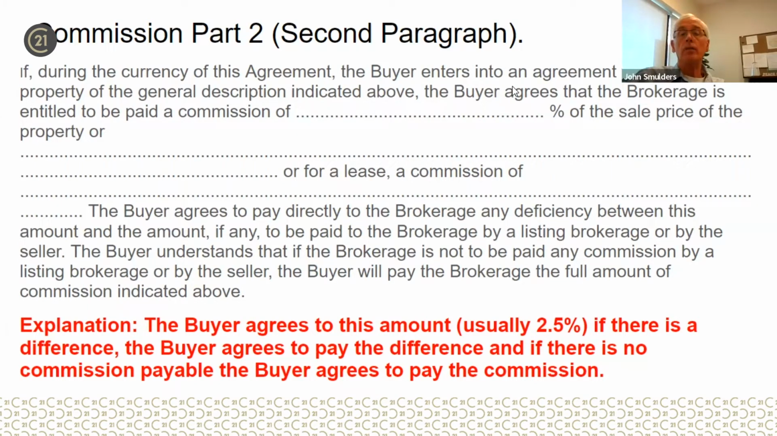Right. So if they're really concerned about that, it's a good question. You can see after all the dots that the paragraph starts, it says the buyer agrees to pay directly to the brokerage any deficiency between this amount and the amount of any to be paid to the brokerage by a listing brokerage or by the seller. If you have somebody who's really insisting that they don't want to do that, cross out that line and have everybody initial. Nicola?